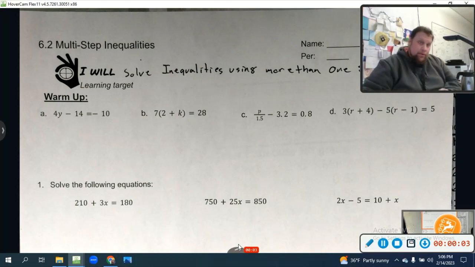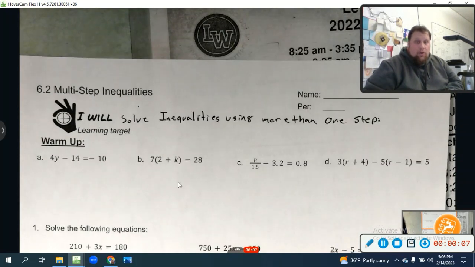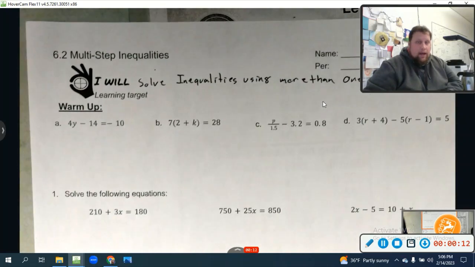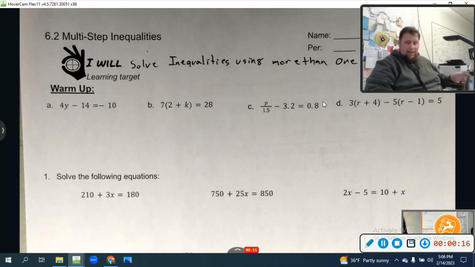This is 6.2 multi-step inequalities. Your learning target is: I will solve inequalities using more than one step. Pause if you need to write that down. Then go ahead and do your warm-up. I'm going to give you time to pause it as needed.